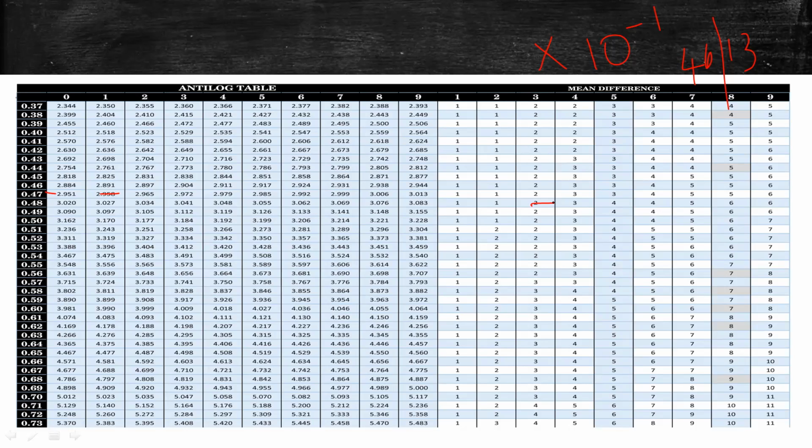2.893. Your answer is going to be 2.893 into 10 raised to -1. So this will be the answer of 0.003465 into 123.4, whatever number we have taken. Okay, so this is how by using log you can perform multiplication.